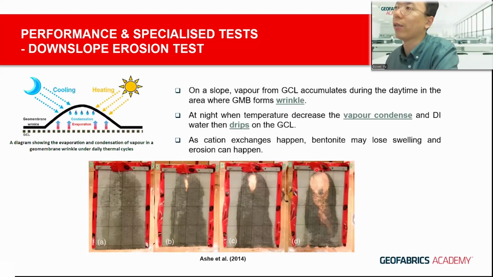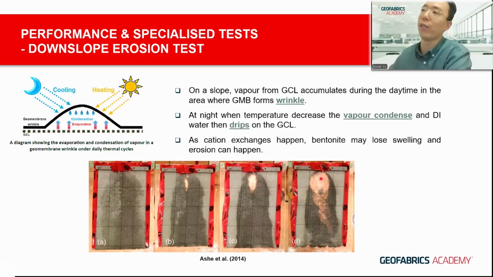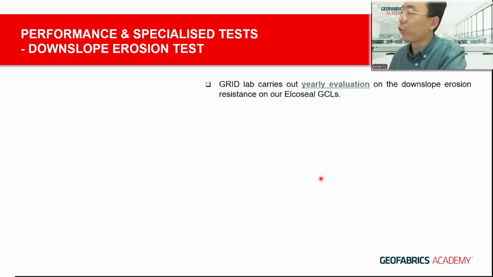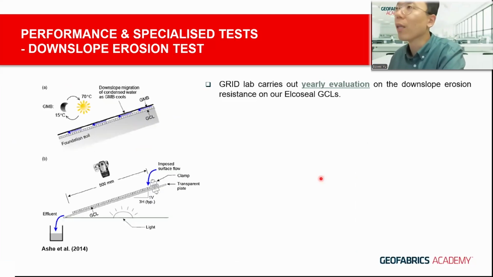So this is a photo from Hay et al. 2014. As you could see, the highlighted area here is where bentonite is eroded, and you could imagine here you essentially lose the hydraulic barrier performance of your GCL. So Geofabrics really looks into the performance of our GCL regarding this. We carry out the same test in a yearly evaluation fashion as per the Hay et al. 2014 methodology.